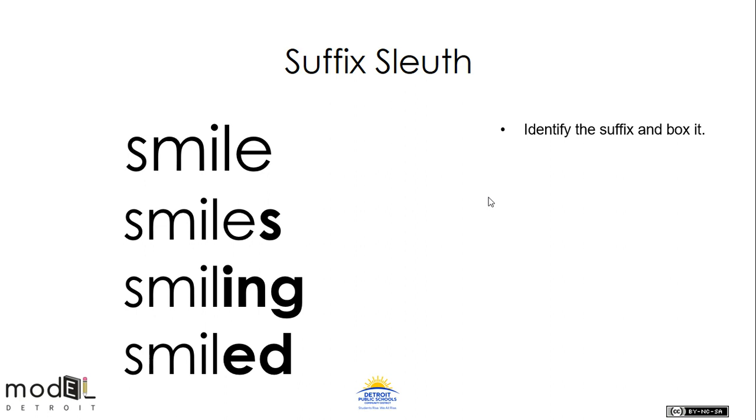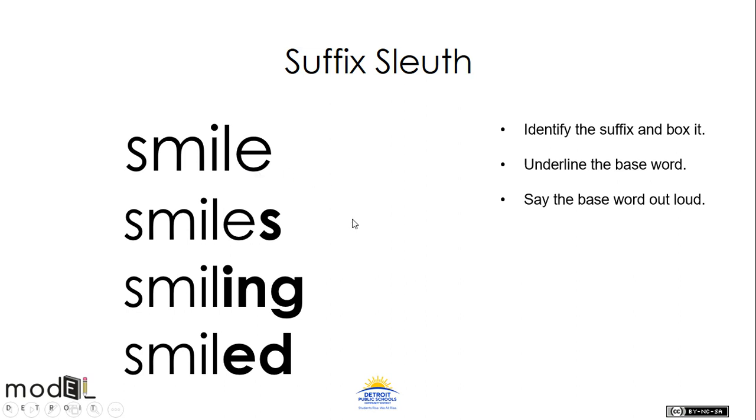First thing we're going to do is identify the suffix and box it. Then we're going to underline the base word. Last, we will say the base word out loud. Let's look at the first word. Do you see a suffix? No, this word does not have a suffix. I do see magic E, and I know magic E tells the I to say its name. So this word is smile.